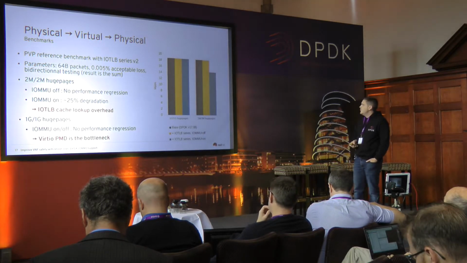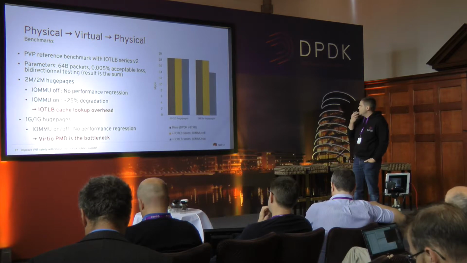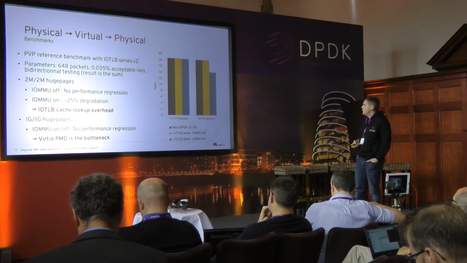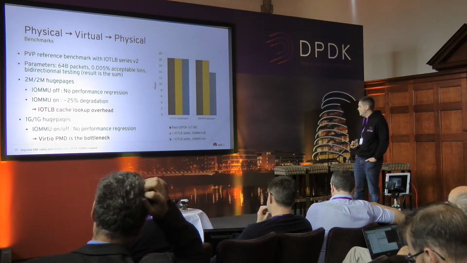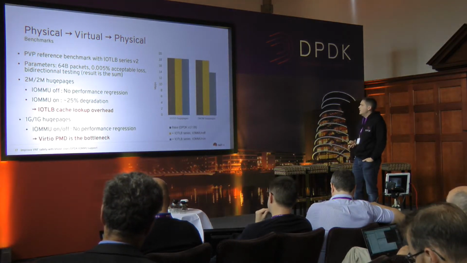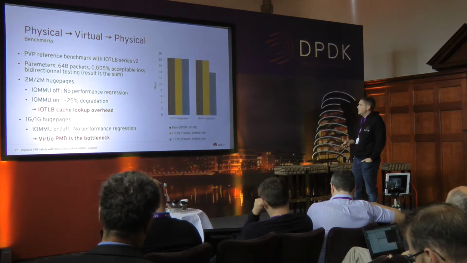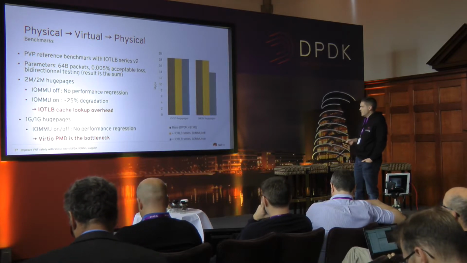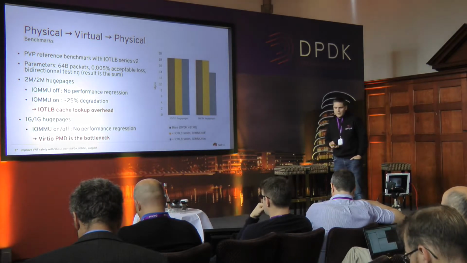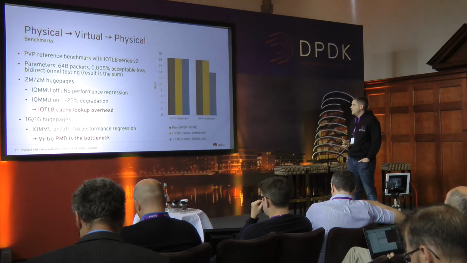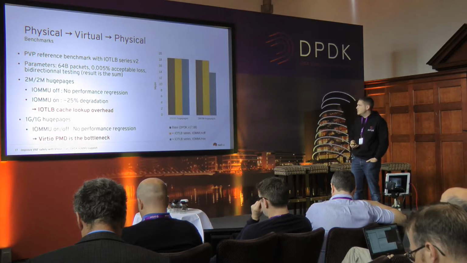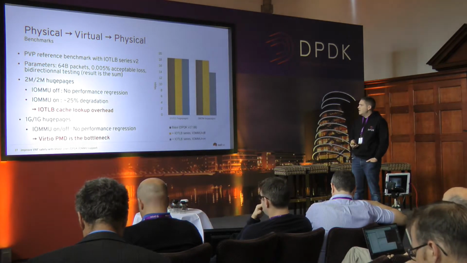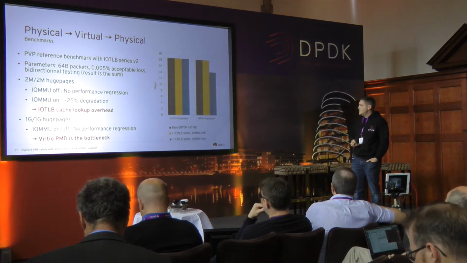So with the latest version, what we see with 2 meg pages is that we see the performance impact when enabling the IOMMU. And as I said earlier, we have a lot of entries when using 2 meg pages, so we have an overhead when doing the lookup. And with 1 gig huge pages, we don't see any regression, but normally we should see a small regression at least, since we are doing more things. But the reason is that the Virtio PMD is a bottleneck in this setup.